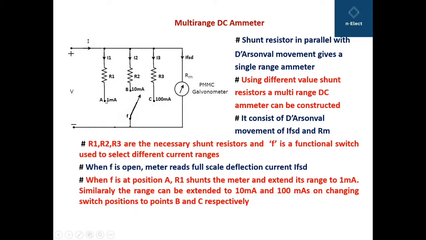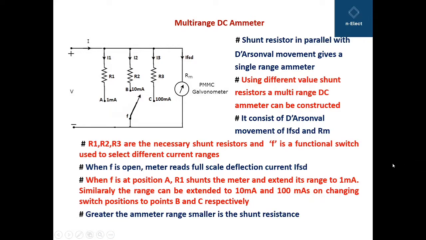When F is at position A, R1 will come in shunt with the meter, and it will extend the range of this meter from IFSD to 1 milliampere. Similarly, when the switch is moved to point B or point C, the ranges of this meter will be extended from 1 milliampere to 10 milliampere and 10 milliampere to 100 milliampere by changing the switch position from A to B or B to C respectively.